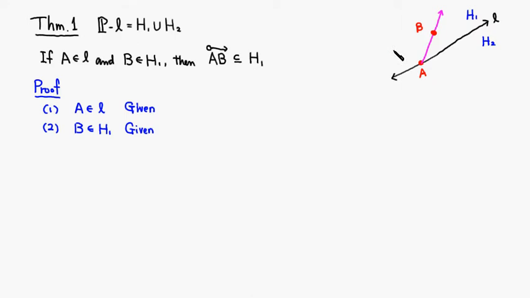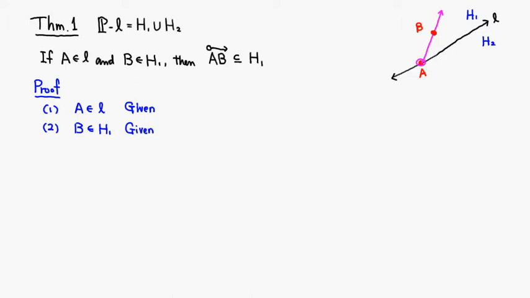If you look at the picture here, A is a point on the line and B is in H1, then you can see that the entire open ray, not including A, is going to sit entirely inside H1. Right? So let's try to prove that. Start with the givens. A is a point on the line L and B is a point in H1. Those are the givens.